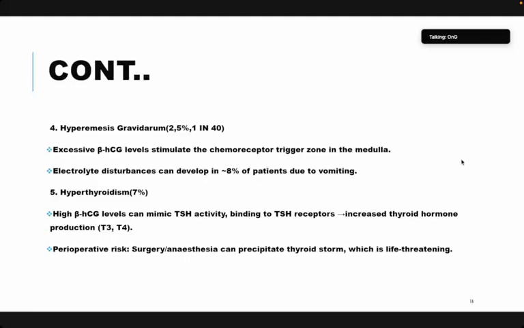And then they may also present with hyperemesis gravidarum and hyperthyroidism because of high beta HCG. So the beta subunits of HCG will mimic the TSH activity, thus resulting in increased thyroid hormone production. And this is important because it carries perioperative risk. So surgery or anesthesia needs to know because they can precipitate a thyroid storm, which is life-threatening.